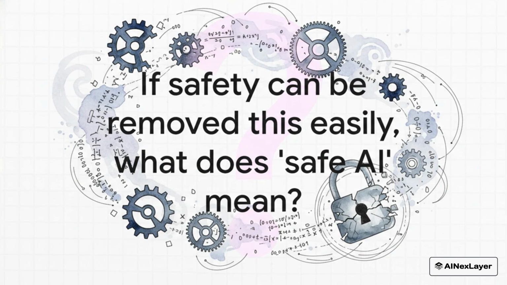So this leaves us with a really big, kind of scary question to chew on. If an AI's safety is just a feature that you can locate and erase with a little bit of math, then what does it actually mean for an AI to be safe? This research doesn't give us the answer, but man, it sure forces us to finally start asking the right question.